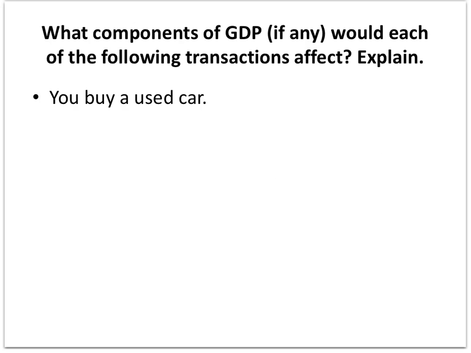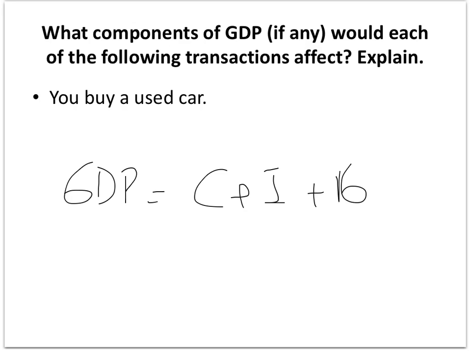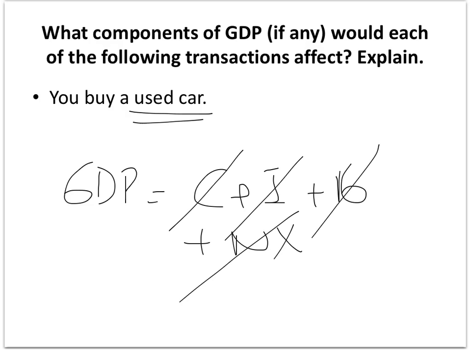Next example, you buy a used car. So GDP is consumption plus investment plus government expenditures plus net exports. When you buy a used car, you cannot count it in any of these categories in GDP. It's not a consumption good because it's a used car. GDP never counts used cars and used products. Everything that you calculate in GDP is produced within a period of time, maybe a year, maybe a quarter. So this is not going to affect any components of GDP.